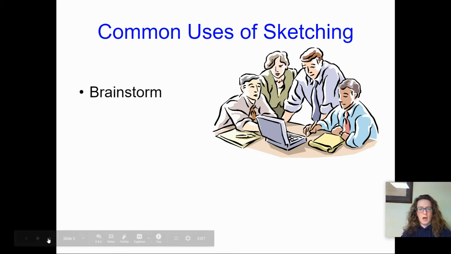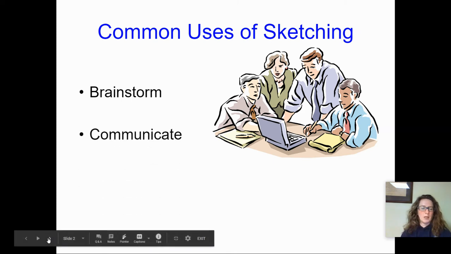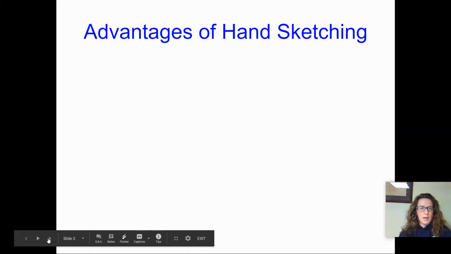So, common uses of sketching is in brainstorming, using it to communicate and document your ideas. A lot of patents and things like that have been proved, like who came up with the idea first, because it was in this person's engineering notebook first. So it's a way to document your design process and document that it was your idea and document that you took steps to make it become a reality.